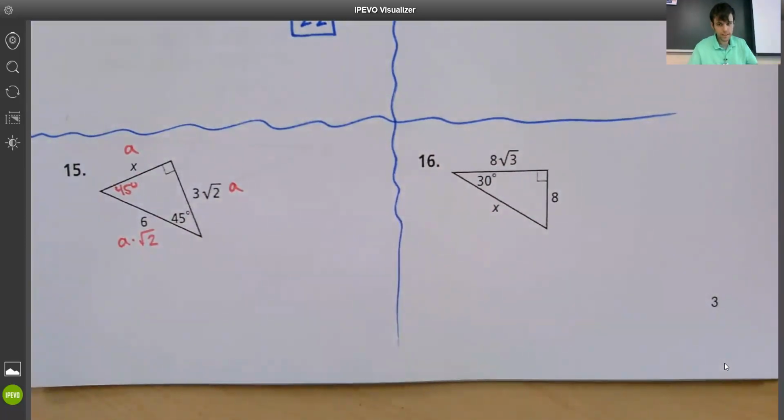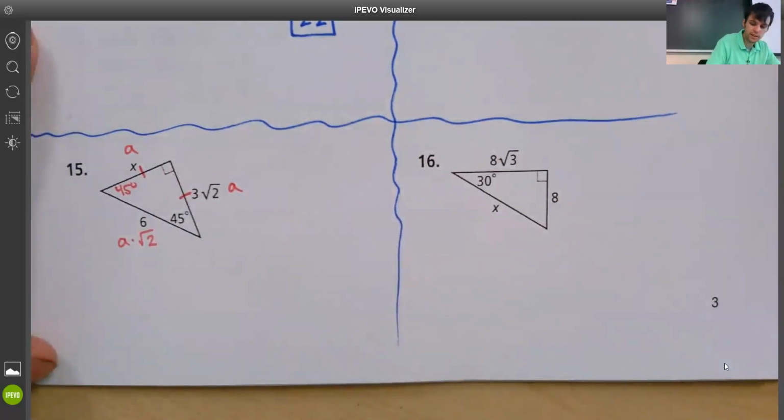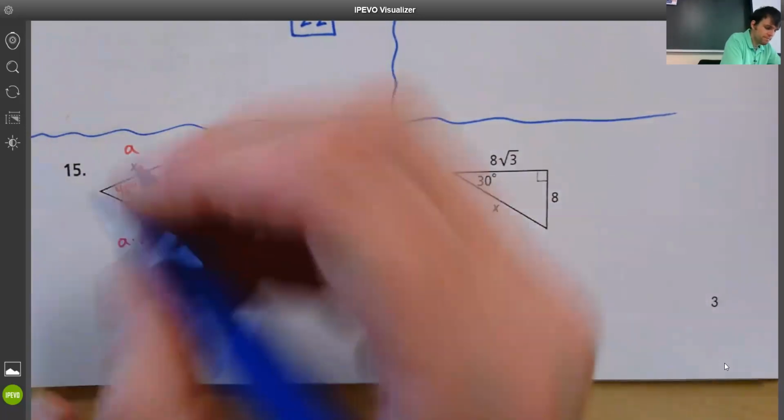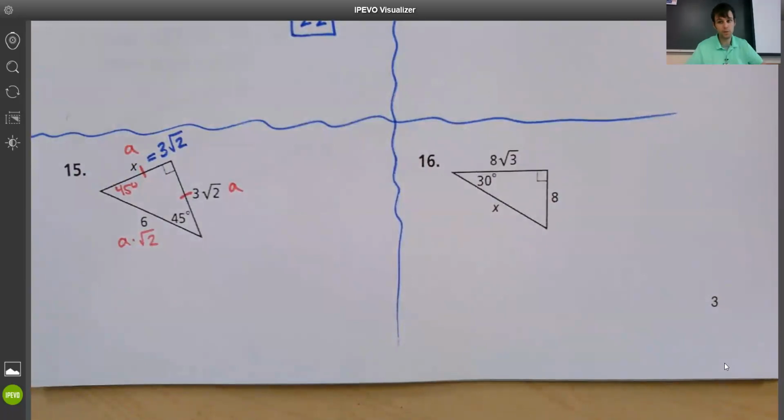Well, this one's pretty easy. Since we know one of the legs, and we know that these legs will always be congruent to each other, we don't even really have to do much. This side is 3 square root 2, right? It's going to be the same as the other one. And that's it.